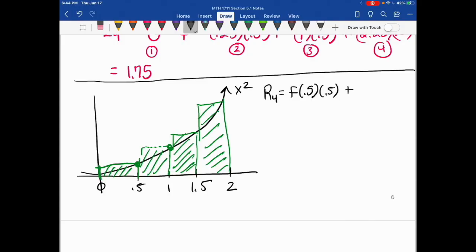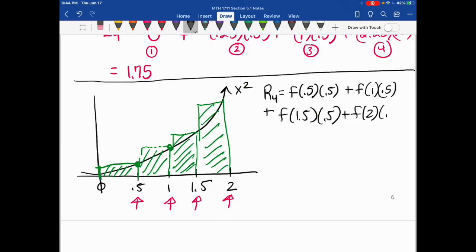So I've got to plug in f of 0.5 times 0.5 plus, I'm going to copy it down here because I don't have a whole lot of room. So these are now my endpoints. So I'm going to plug in now for the second rectangle, f of 1 times 0.5 plus f of 1.5 times the width of the rectangle, which is 0.5, plus, and lastly, f of 2 times 0.5.